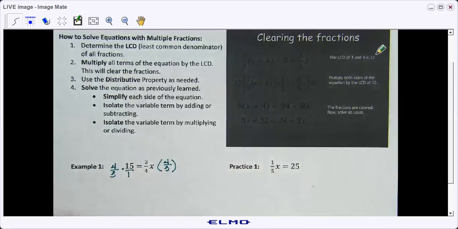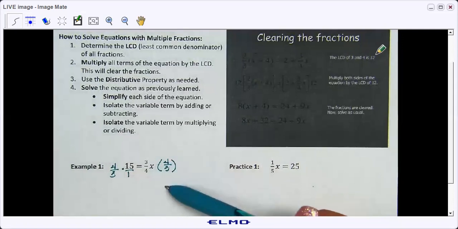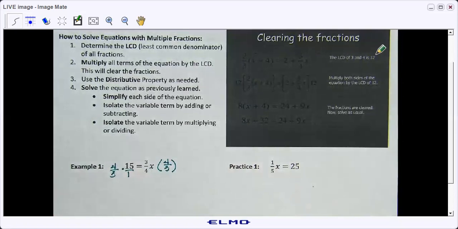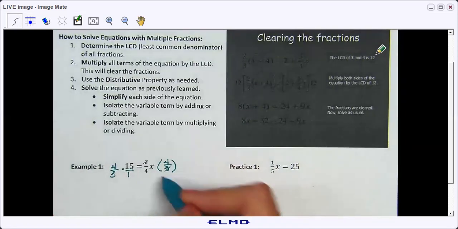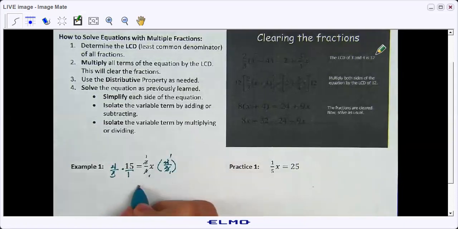Okay. Now, what happens when we multiply 3/4 by its reciprocal? It cancels out. It actually becomes a 1x, but we don't need that 1. So this cancels out to become a 1. This cancels out to become a 1, and you're ended up with 1x or just x on this side.